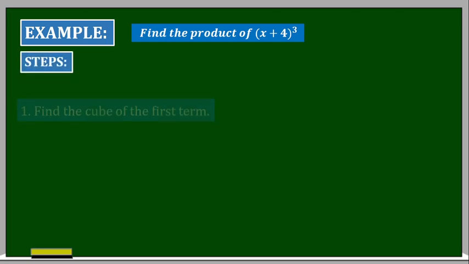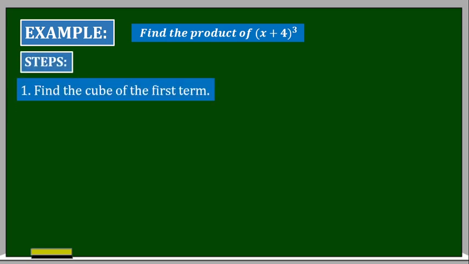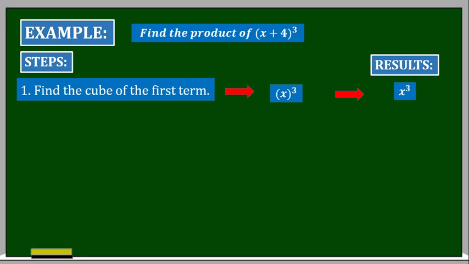Okay, so we have the following steps. Number 1, find the cube of the first. What is our first term? X. Right? Okay. Take cube of x. So that is, the result is x cubed. Yan na yung ating initial product.